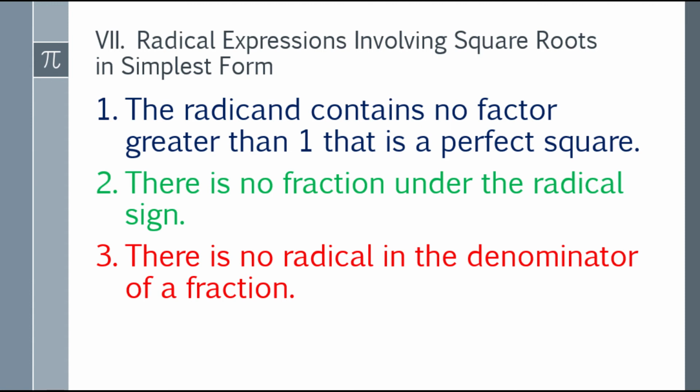Now, alamin naman natin, paano natin malalaman kung nasa simplest form na ang isang radical expression involving square roots. So, the first one, the radicand contains no factor greater than 1 that is a perfect square. Pangalawa, there is no fraction under the radical sign. Pangatlo, there is no radical in the denominator of a fraction. Kaya kinukuha natin yung conjugate para ma-multiply natin siya at mawala yung radical sign sa denominator.